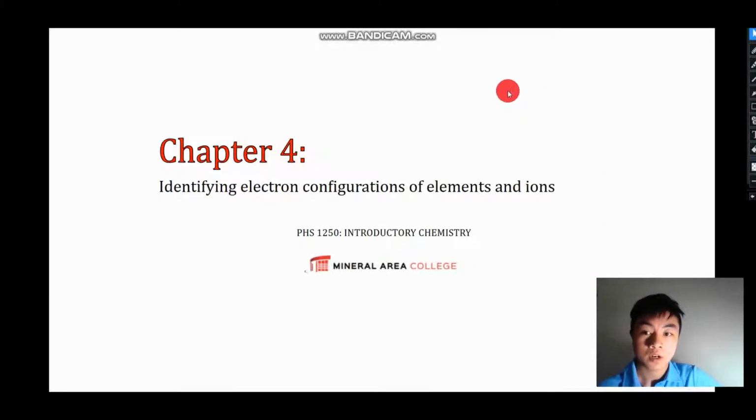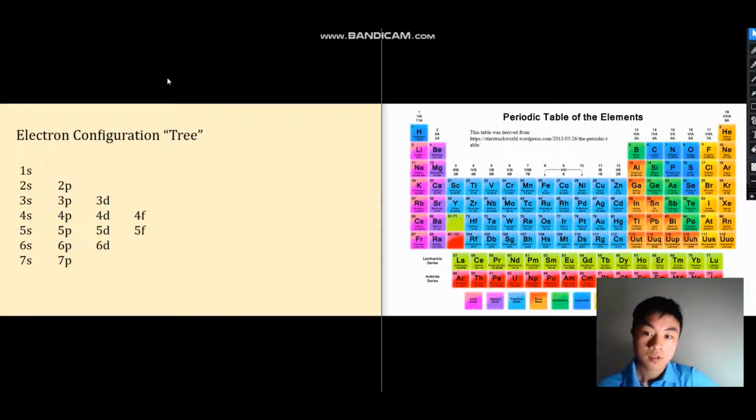This is Chapter 4, Identifying Electron Configurations of Elements and Ions, Introductory Chemistry at Mineral Area College. So this is what's referred to as an electron configuration tree, which will help you guys remember the different electron configurations on the periodic table.